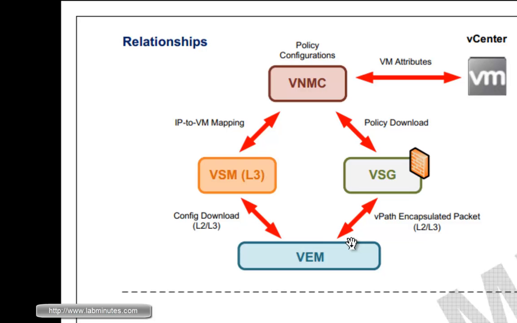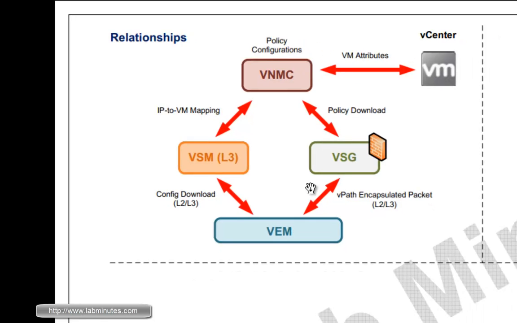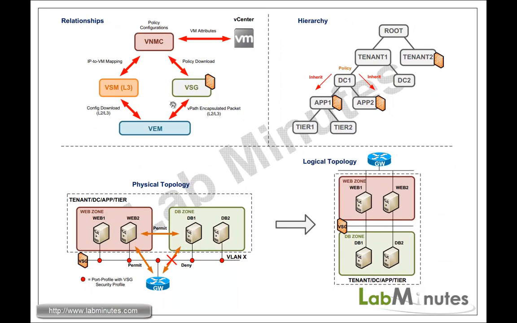But now the VM also needs to communicate with the VSG through vPath. And the way vPath works is the VEM will send the first packet of the flow to a designated VSG for policy evaluation. VSG then sends the evaluation result back, and VEM can use that result to treat subsequent packets locally without having to send them through the VSG again.